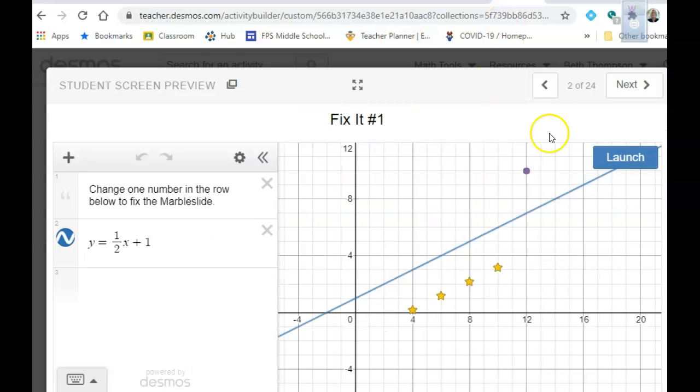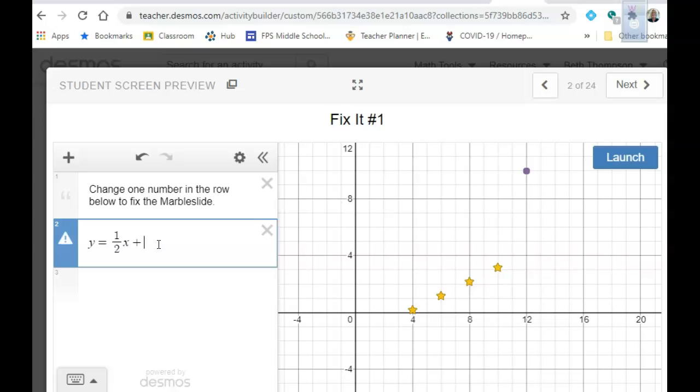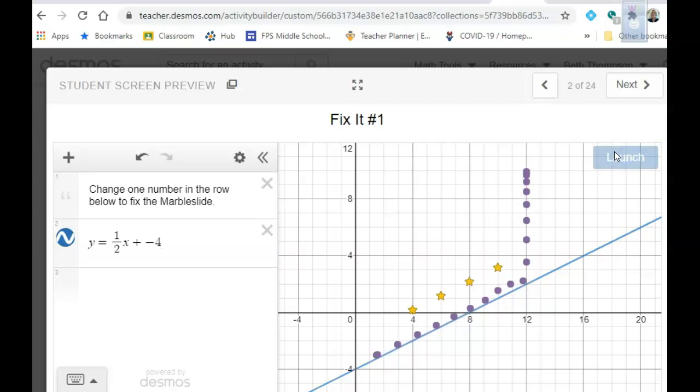So we just saw the first one. I'm going to change one number. I think, you know what? I'm going to change the y-intercept. Someone else might think they're going to change the slope. I want to change the y-intercept, and I want to change it to -4. And I launch it. And it doesn't work, right? So now I get to change something else. So you're changing it to get it to work, right?